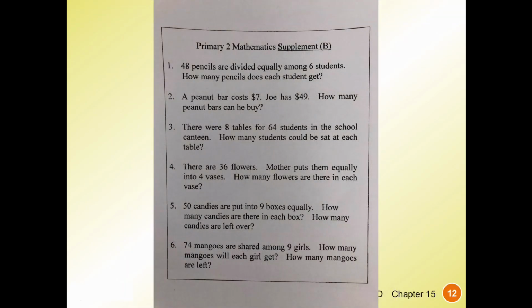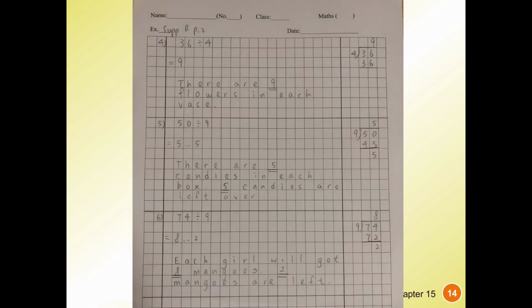So question number 4. There are 36 flowers. Mother puts them equally into 4 vases. How many flowers are there in each vase? So 36 flowers, 4 vases. So 36 divided by 4, we have 9. 4 times 9 equals 36. Exactly this number. So there are 9 flowers in each vase.